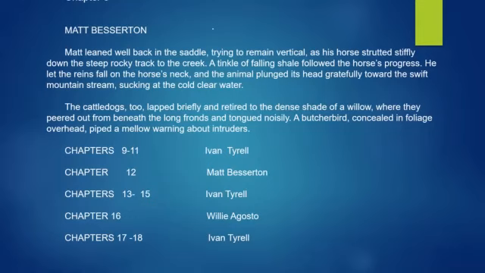Chapters 9 to 11, 3 chapters in a row, back to the policeman. Chapter 12 is Matt Besserton again, this time a backstory showing what he knows about how ugly Willie Agosto was as a boy at the orphanage, where we see his nasty tendencies emerging. Chapter 13 to 15, back to the policeman again. Chapter 16, the serial killer Willie, and then chapters 17 to 18, back to the policeman.